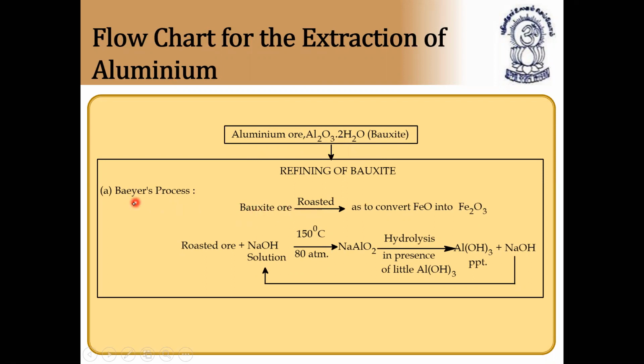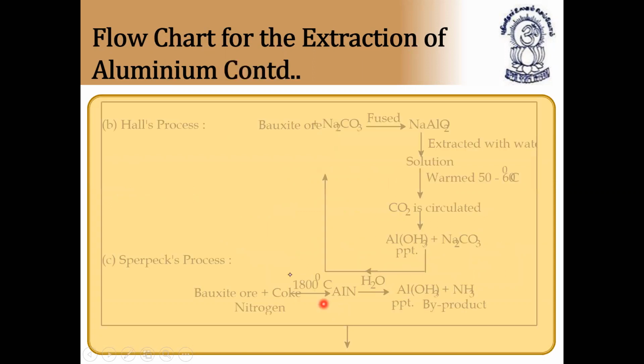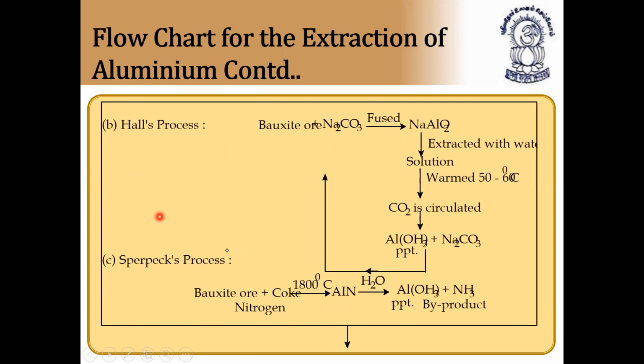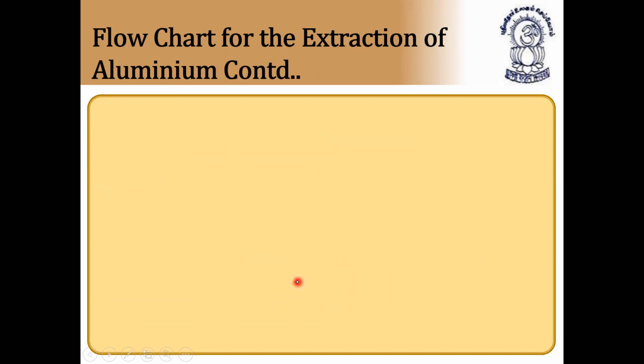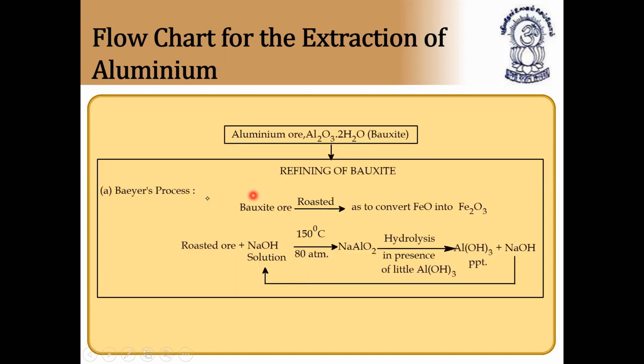In Bayer's process, the bauxite ore is roasted to convert iron oxide into ferric oxide. The roasted ore is treated with sodium hydroxide solution to give sodium metaluminate, and finally it forms aluminum hydroxide. This aluminum hydroxide on heating strongly will form aluminum oxide again. So that is called Bayer's process.